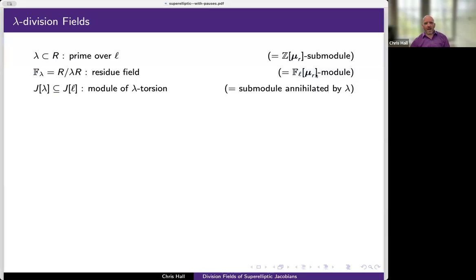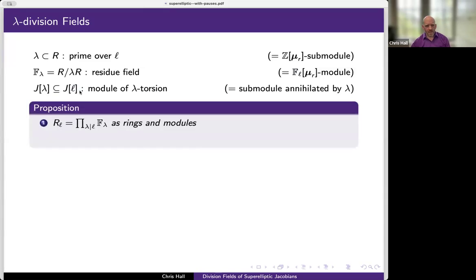Now, having identified my lambda, I want to talk about the module of L torsion which is annihilated by lambda. These are the elements of torsion for which every element of lambda annihilates that torsion element. And I will tell you some nice basic algebraic facts about these rings and modules. For example, if you look at R mod L, remember this is the ring of integers modulo L, I can actually write it down as a product of all the different residue fields. This uses the fact that R and L are distinct. It wouldn't be true if R was equal to L. So I can certainly write this ring R mod L as a product of fields.